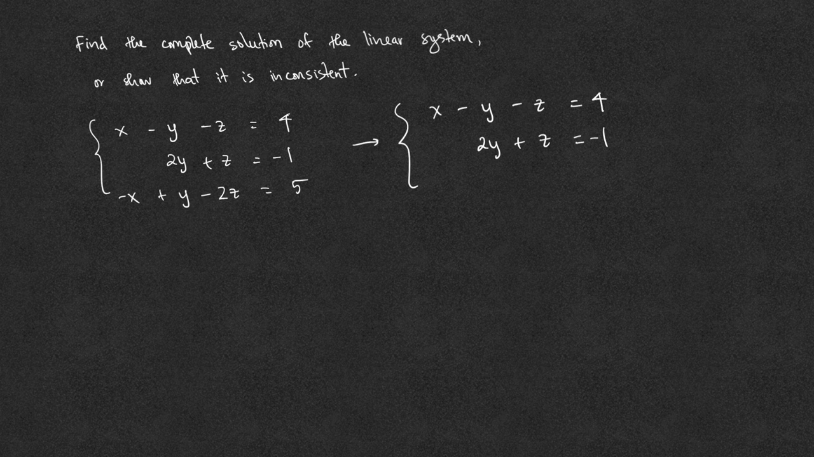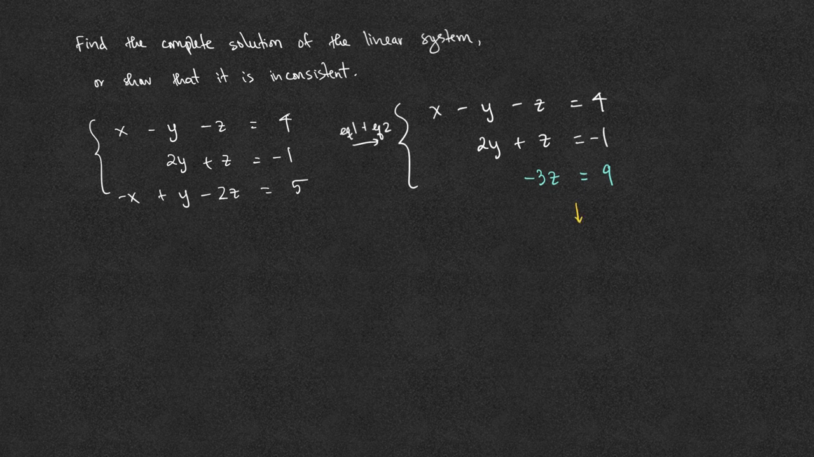But if we take the first equation, add to the third equation, then we have x plus negative x is 0x. Negative y plus y is 0y. And negative z plus negative 2z is negative 3z. And on the other side of the equal sign, 4 plus 5 is 9. This system is now in the triangular form, so we can use back substitution to solve this.